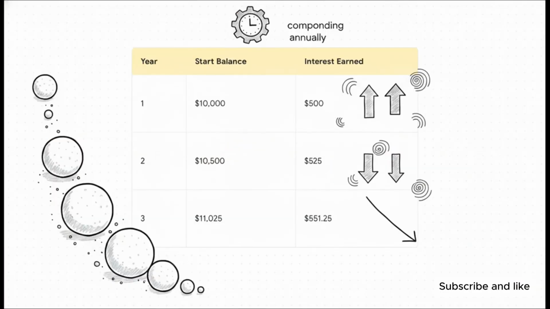Now, what's really interesting about this slide is where the math fundamentally shifts by compounding annually. Let's walk through this one together. Year 1 looks identical. You earn your $500. But year 2, that's the inflection point. Your starting balance is now $10,500, so your 5% yield is calculated on that new, slightly larger number, which yields $525. By year 3, you're earning 5% on $11,025, giving you over $551. Do you notice how that interest column actually accelerates? The snowball is officially rolling down the hill, gathering mass.